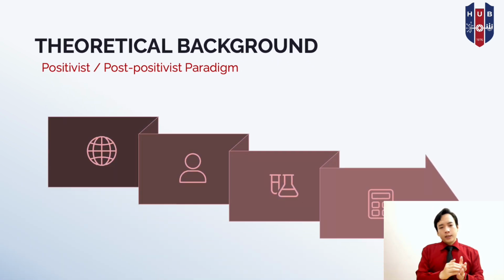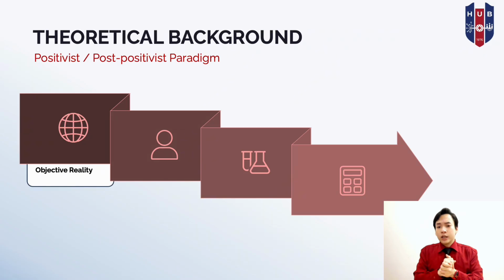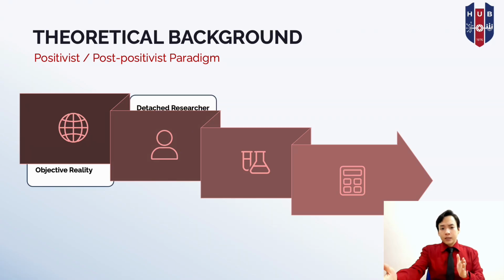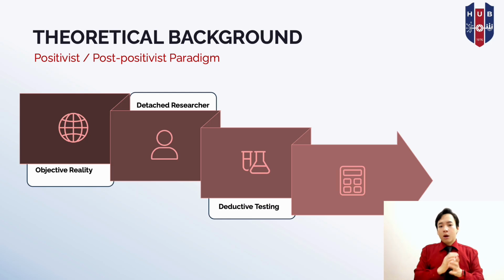In quantitative research, we follow the positivist or the post-positivist tradition, right? Which assumes that human behavior, including language learning, can be measured objectively. As researchers, we intentionally keep a distance from the participants to minimize our own influence, and we can avoid bias. The reasoning we use is deductive. We start with a theory, then test hypotheses using numerical evidence.